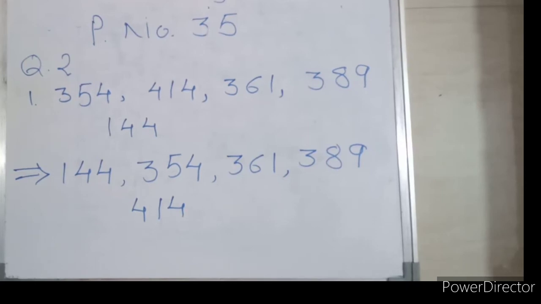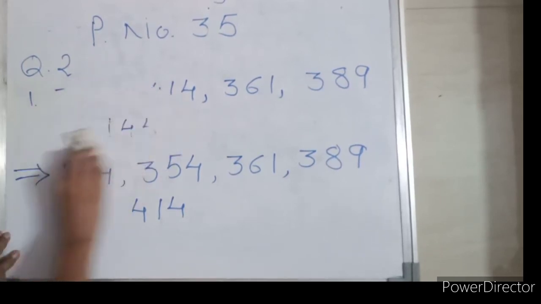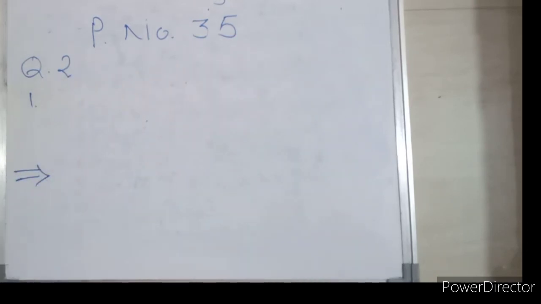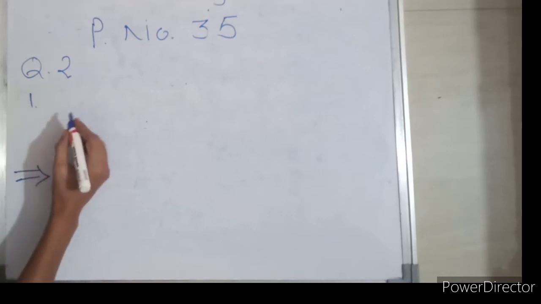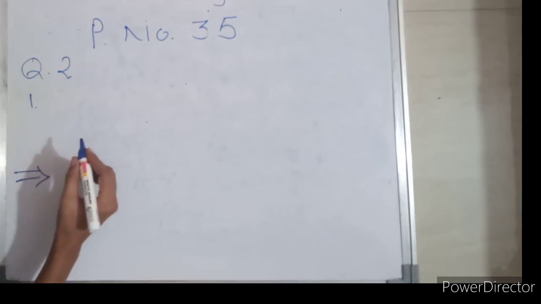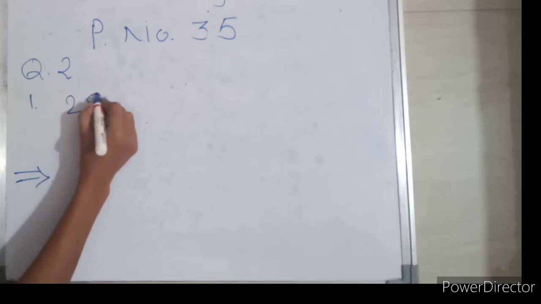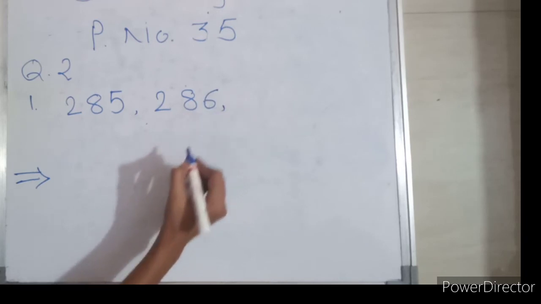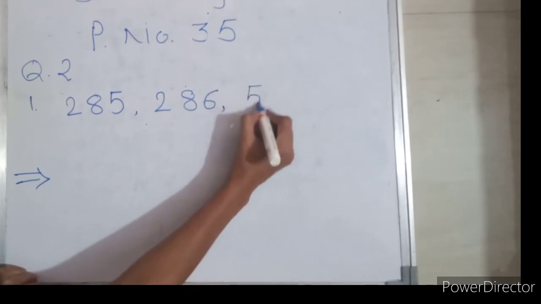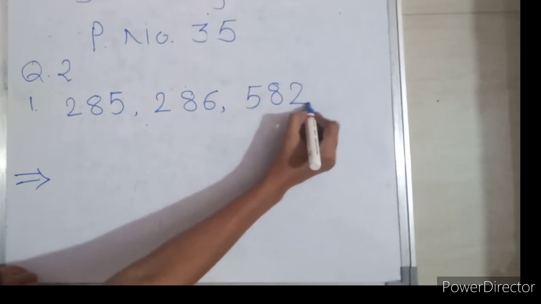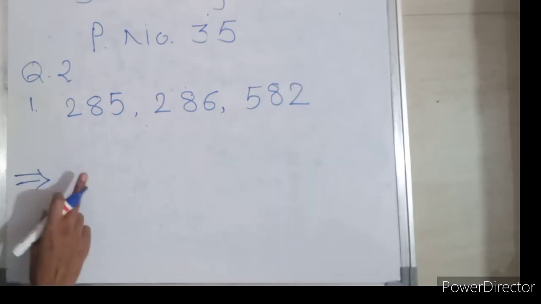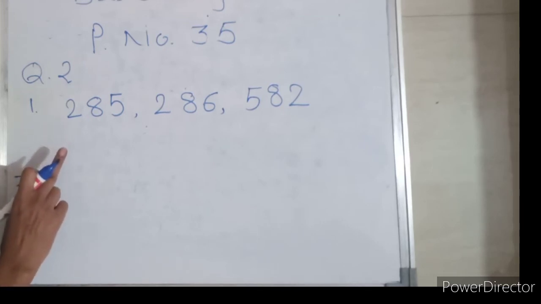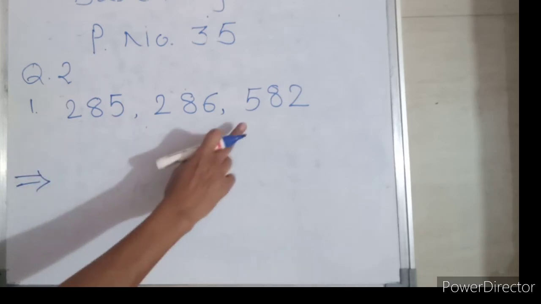One more example. Again I am writing some numbers. 285, 286, 582. Now we have to arrange these numbers in ascending order. So see the hundreds place. Here is 2, here is 2, here is 5.